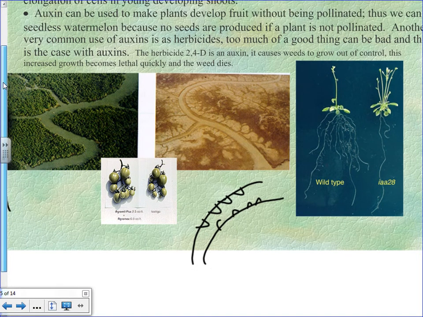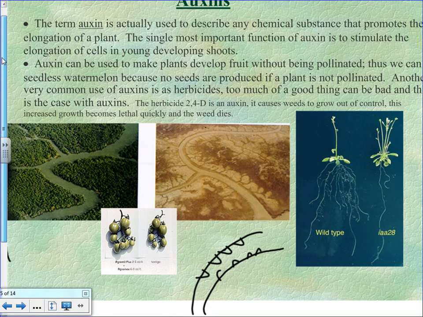All right, now, single most important function of auxins is to stimulate elongation. That means getting longer, of cells in young developing shoots. So, is this going to work, let's say, on a tree at the base of the trunk? No, a plant is not going to bend at a part of the plant that's already mature. It's only going to be able to make this happen in its new growth.